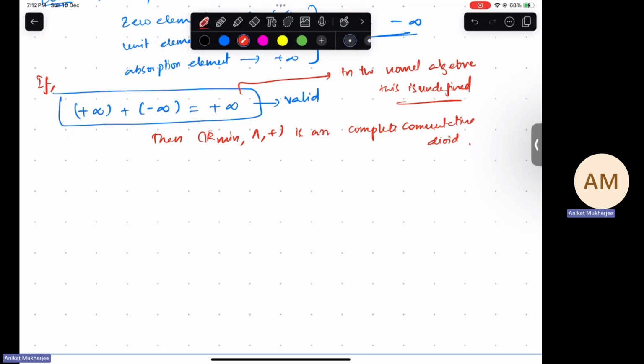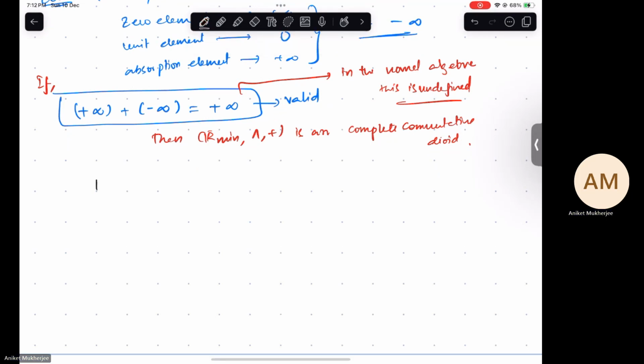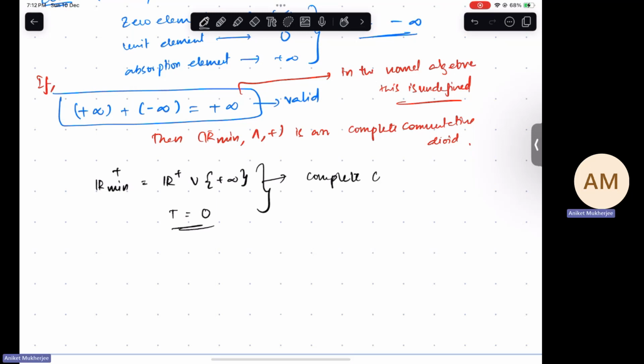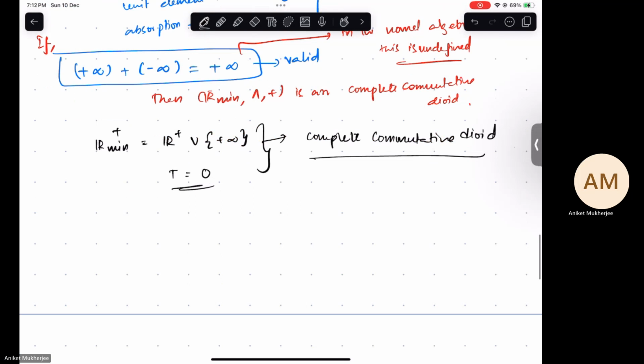So one more way to obtain a complete dioid with the minimum and addition operator is just to consider the R min plus. So you have the positive real numbers union the plus infinity. Now the top operator would become 0 and everything would remain the same. So this is also a complete commutative dioid. Okay.